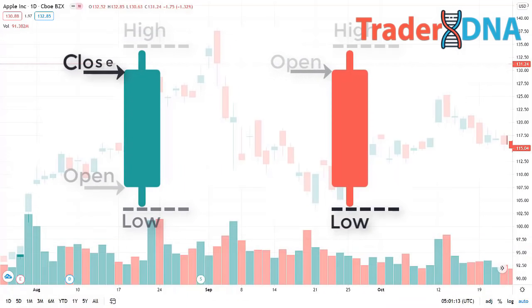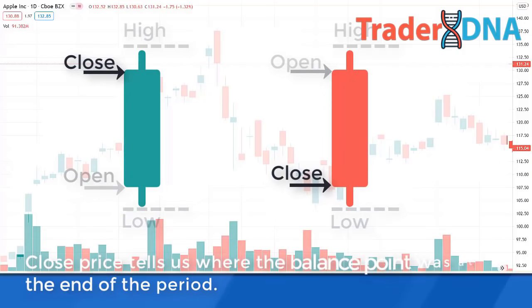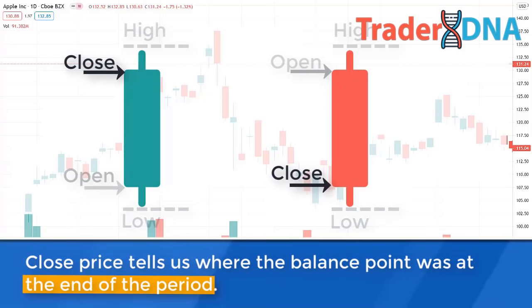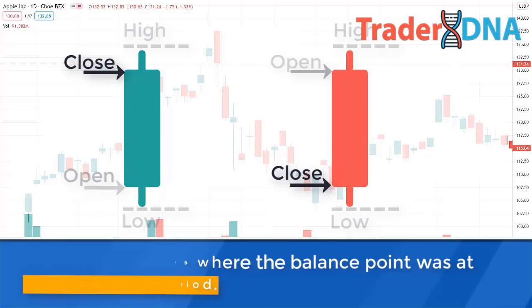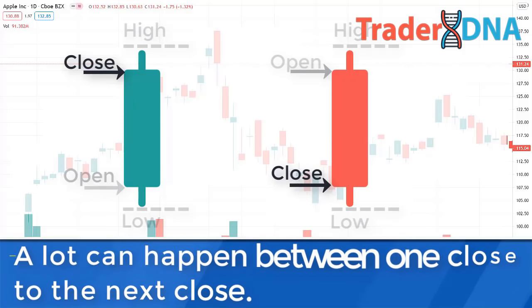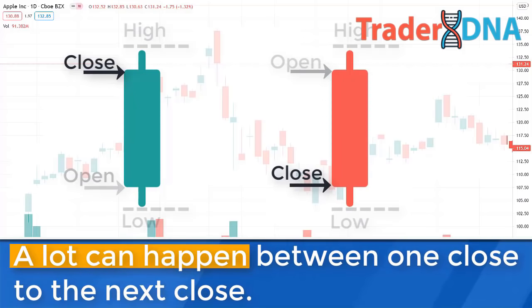The close price tells us where the balance point was at the end of the period. The close is the last price agreed between buyers and sellers ending the trading session. The close is the market's final evaluation. A lot can happen between one close to the next close. The close represents investors' sentiments and convictions at the end of the day.